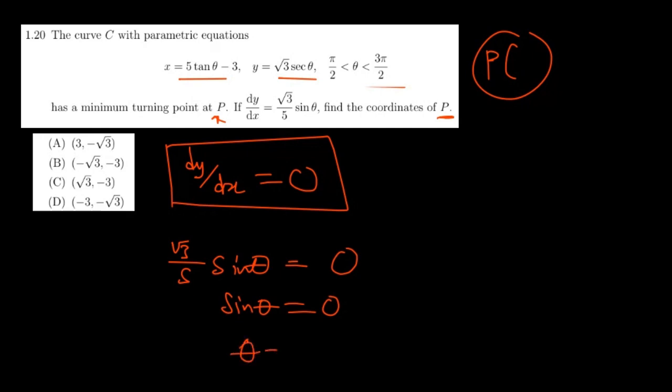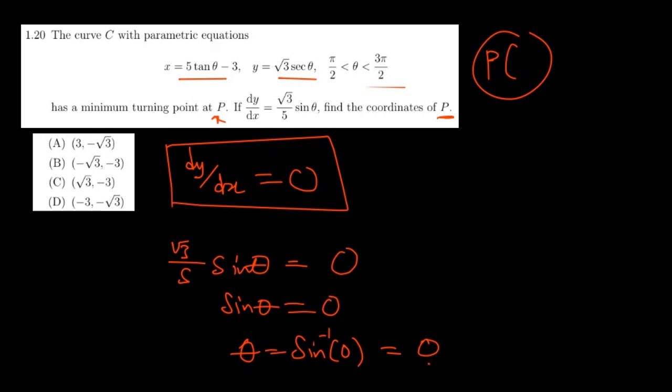So theta will be equal to sine inverse of 0. So what will that be? Sine inverse of 0 will be 0. Okay, so this is 0. The sine inverse of 0 is 0, right?